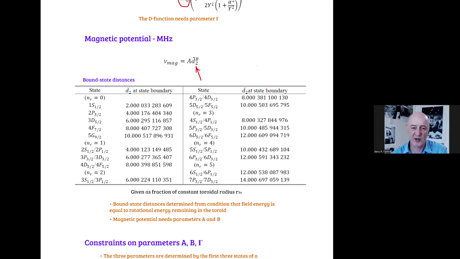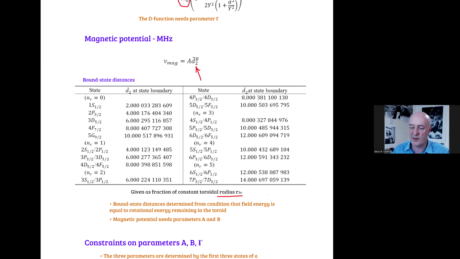This is calculated from the condition that the Coulomb potential energy, which intrudes in the electron toroid, is equal to the remaining electron rotational energy. So if you satisfy that condition, you're at the bound state distance, and here are the calculated bound state distances. They're actually expressed as fractions of the electron toroidal radius, R30, which is constant for all states.